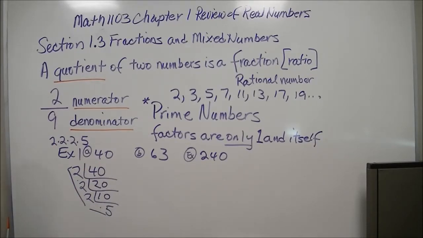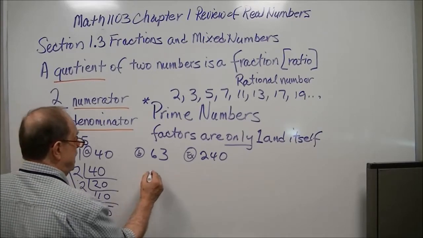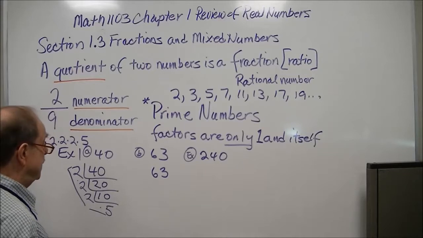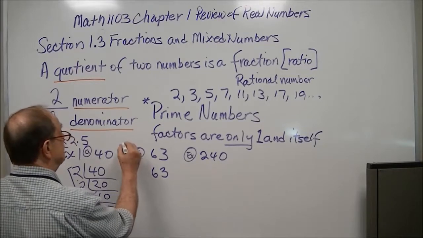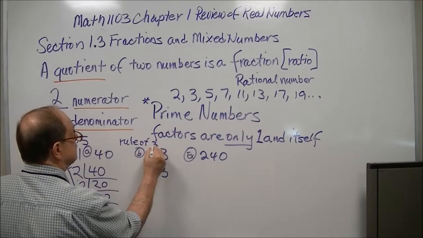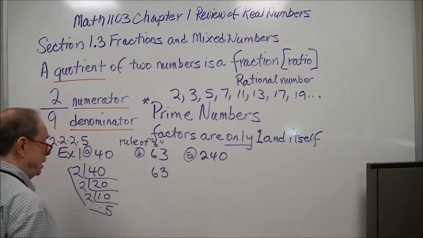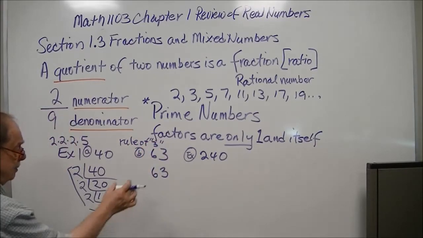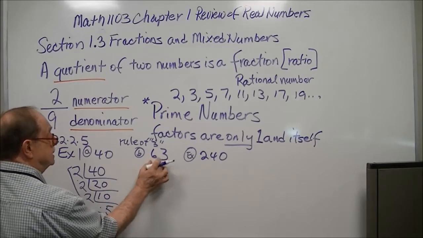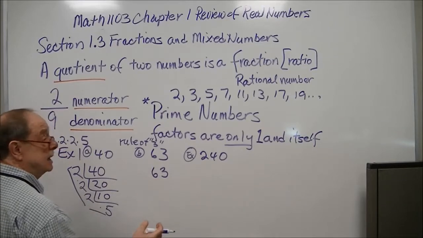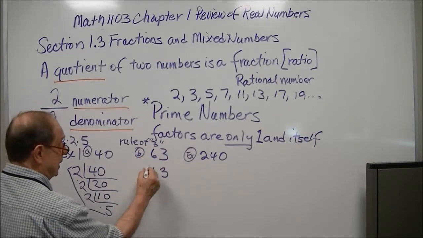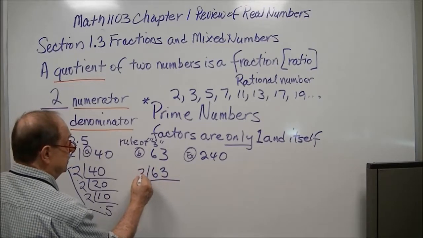All right, 63. Now, 63 is not prime, but if I use the rule of threes, the rule of threes states if you add up the digits, the 6 and the 3 get a 9, is that divisible by 3? And it is. So I know I can take a 3 out of there.